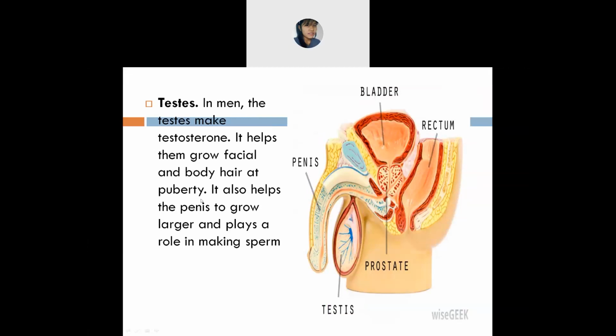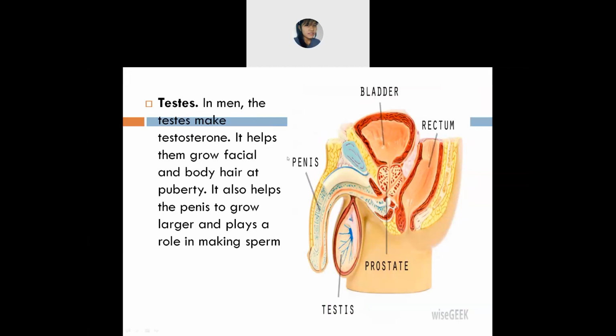It helps them grow facial and body hair at puberty. With the help of this hormone, males usually start growing hair, for example a beard and mustache, armpit hair, all of this. This hormone is responsible for it. And it also helps the penis to grow larger and plays a role in making sperm.